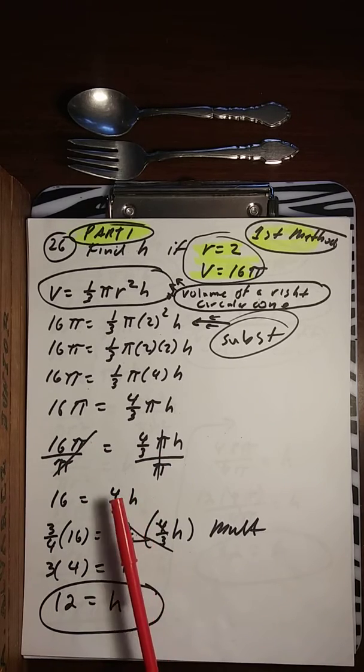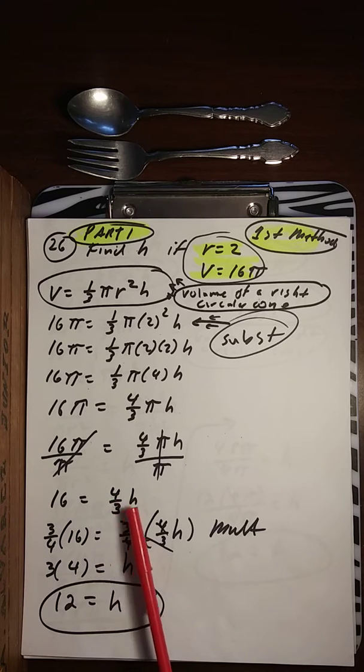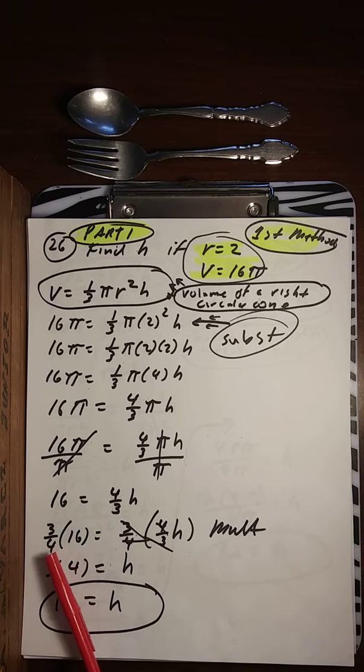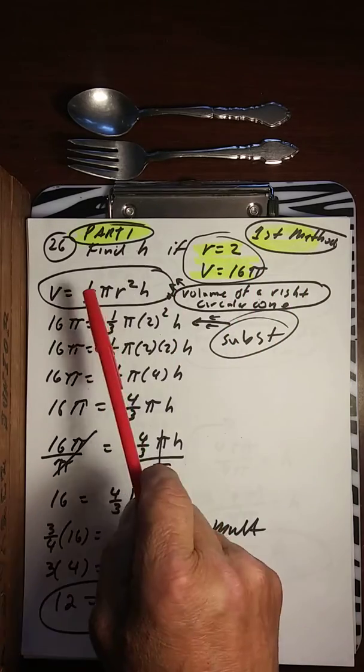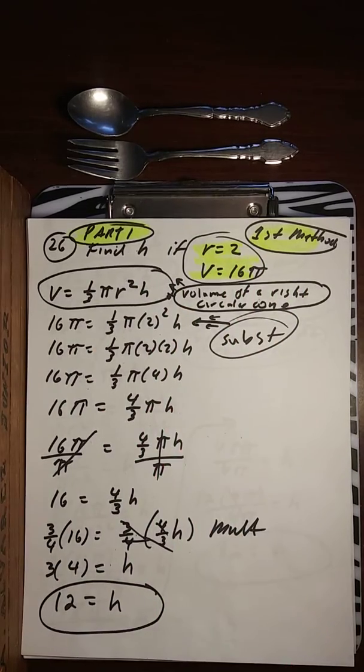But we don't have H yet. So multiply by the reciprocal of this, which is 3 over 4, 3 over 4. These cancel out. So now 4 divides 16 4 times. So we have 3 times 4 is 12. So H is what? 12. Put the numbers in the formula, work it out from there. That's one way to do it.